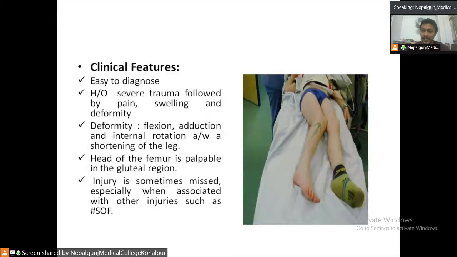If you go to the bedside of the patient and palpate over there, you can palpate the head of the femur over the gluteal region. Sometimes what happens is if these things occur concurrently with a fracture shaft of femur, they are going to be missed. So you have to evaluate the edge of the limb. You have to check it. You have to palpate it over there.